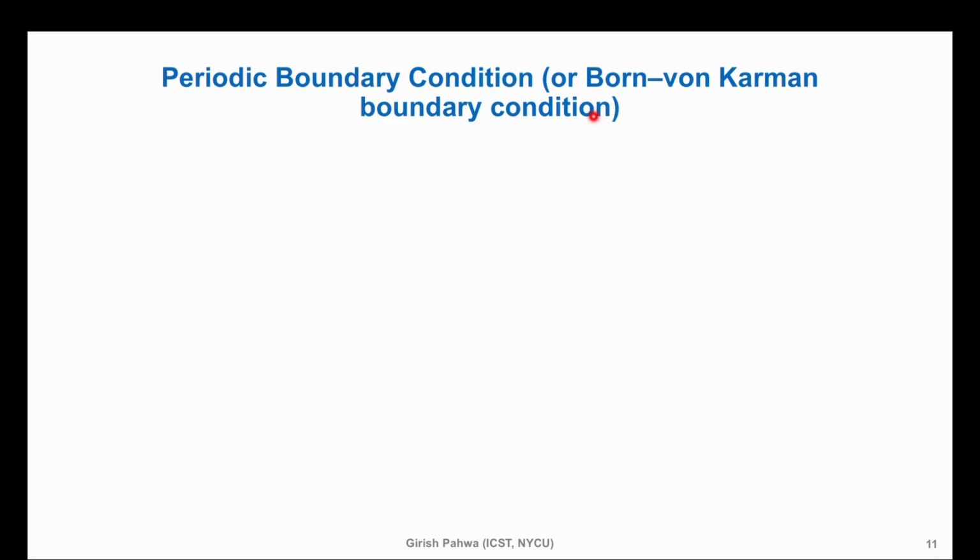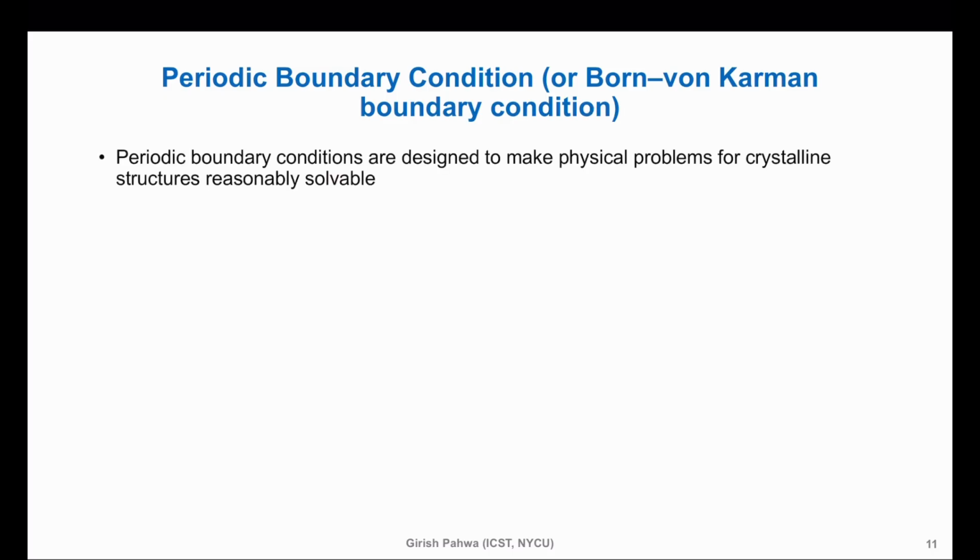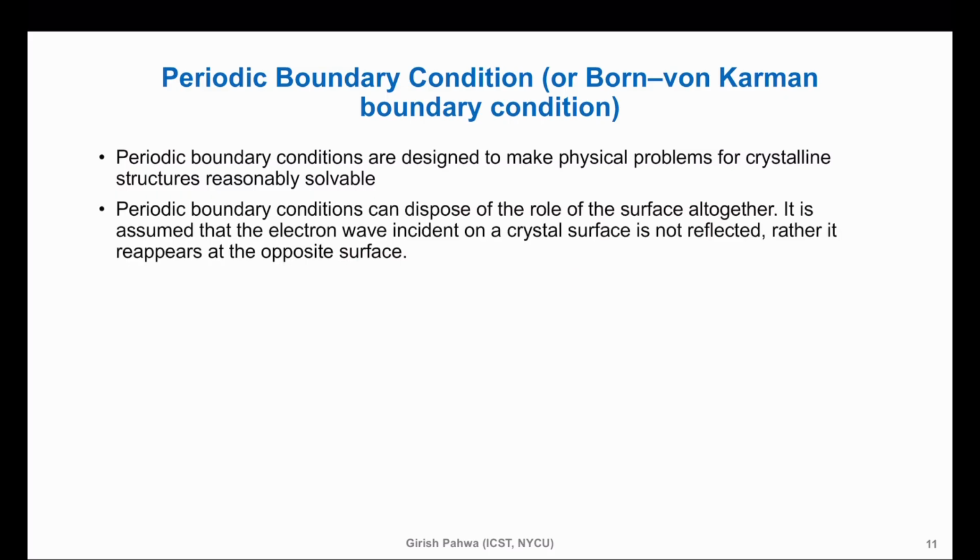So what's a periodic boundary condition? As I said, it's a convenient set of boundary conditions so that our problem becomes solvable. I know that the bulk properties are not much affected by the surfaces, so I put in boundary conditions which are convenient to work with, and if I apply those, my problem becomes solvable. Now, what does periodic boundary condition mean?